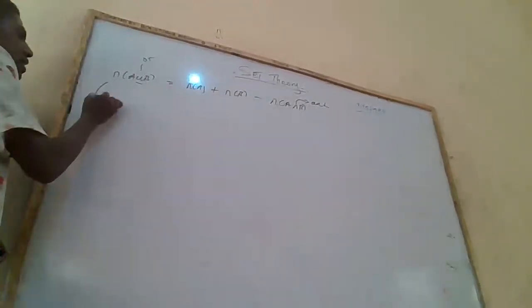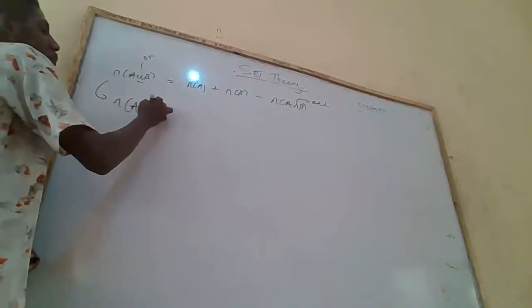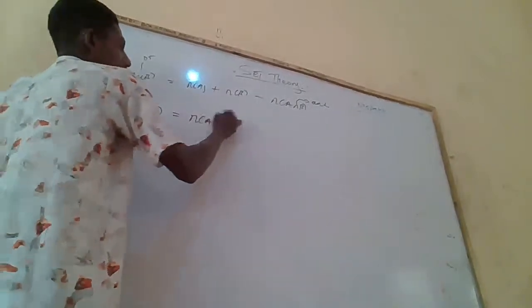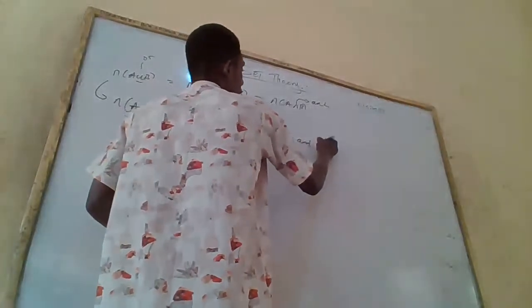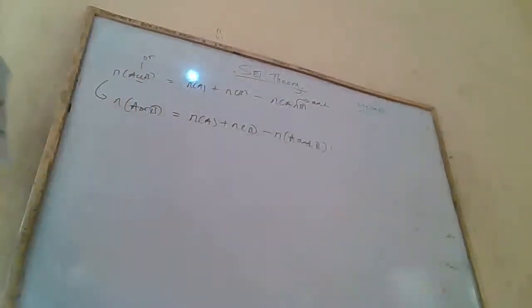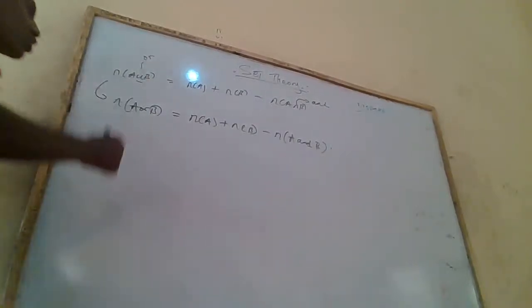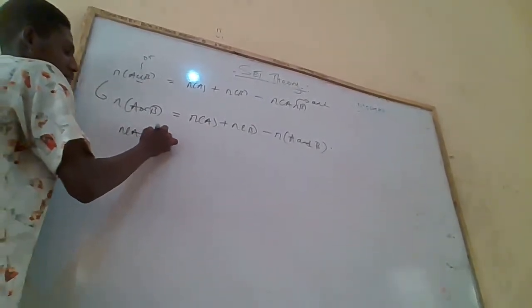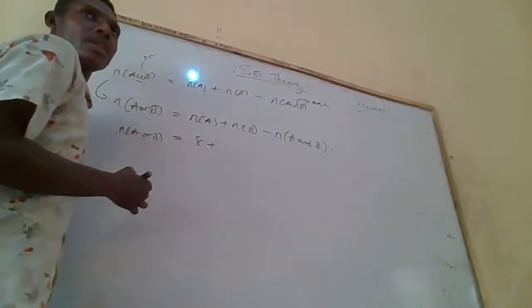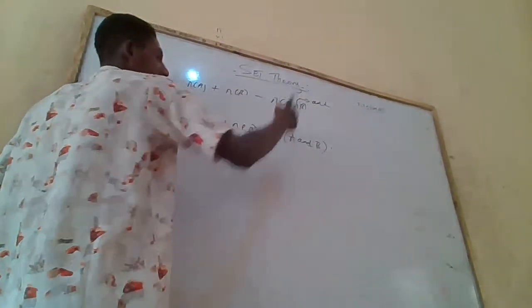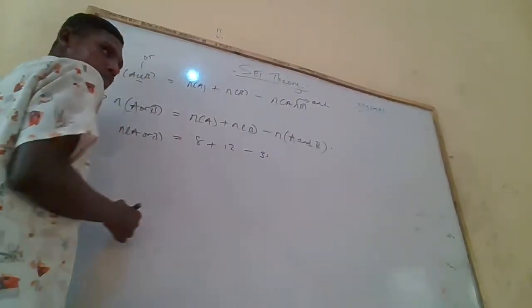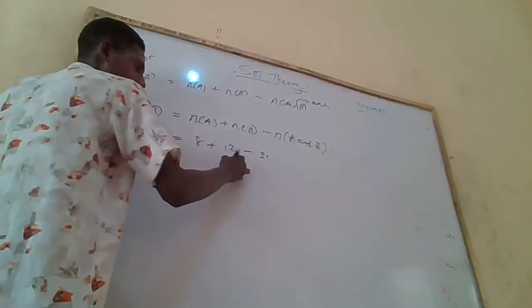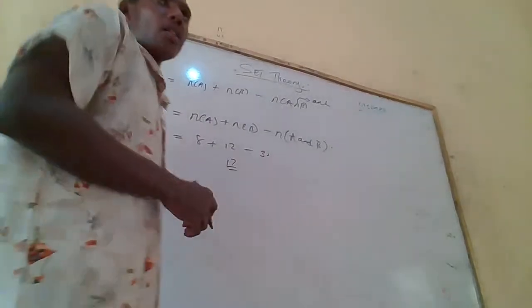So therefore, I can still say N of A or B is equal to N of A plus N of B minus N of A and B. Same thing. Are you there? Now, let's start. So what's my N of A? It is equal to 8. What's my N of B? 12. And what's my N of A intersection B? 3. So 8 plus 12 is 20. 20 minus 3 is 17. So are you getting something?